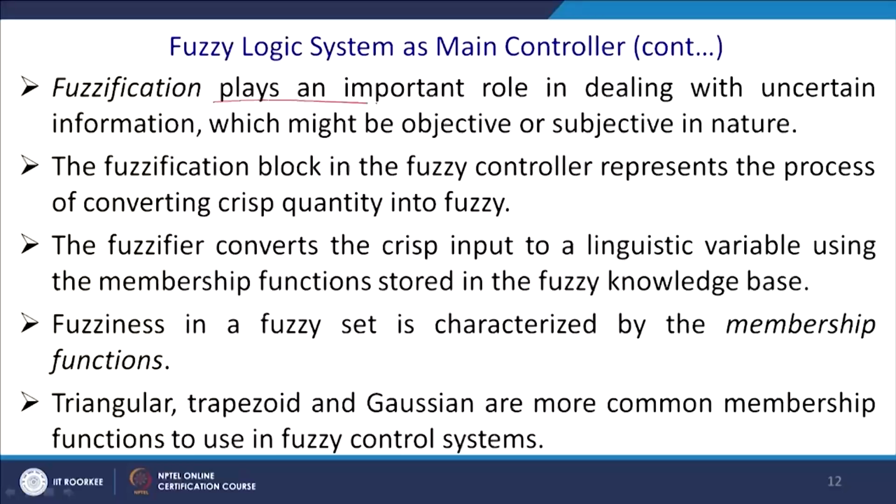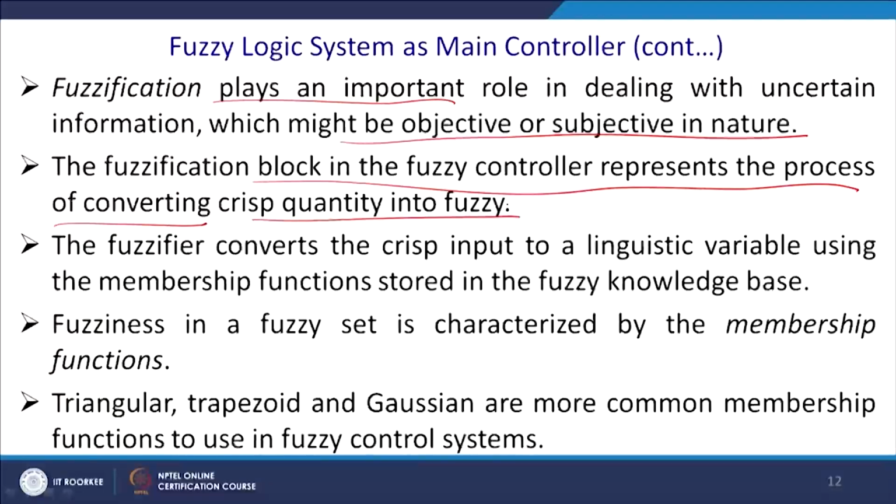Fuzzification plays an important role in dealing with certain information which might be objective or subjective in nature. Sometimes we may have mathematical correlations, so that is objective, and sometimes we may not have mathematical correlations, that is subjective. The fuzzification block in the fuzzy controller represents the process of converting the crisp quantity into fuzzy, by a membership function. You say that till 40 it is young, then if someone is 35, within a membership function he may have a value of 0.2, at 40 that value is 0. So it is something like this.